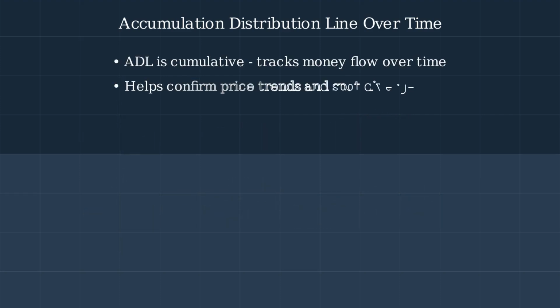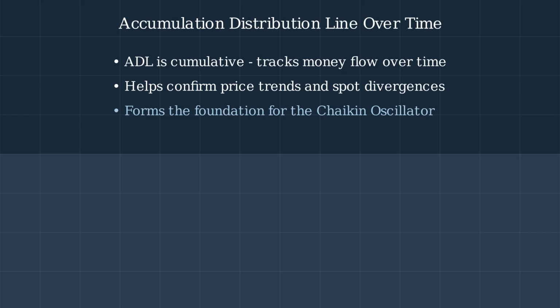To summarize, the accumulation distribution line tracks the cumulative flow of money into and out of a security, helping traders confirm price trends and spot potential divergences. Most importantly, it forms the foundation for the Chaikin oscillator, which we'll explore in other sections.